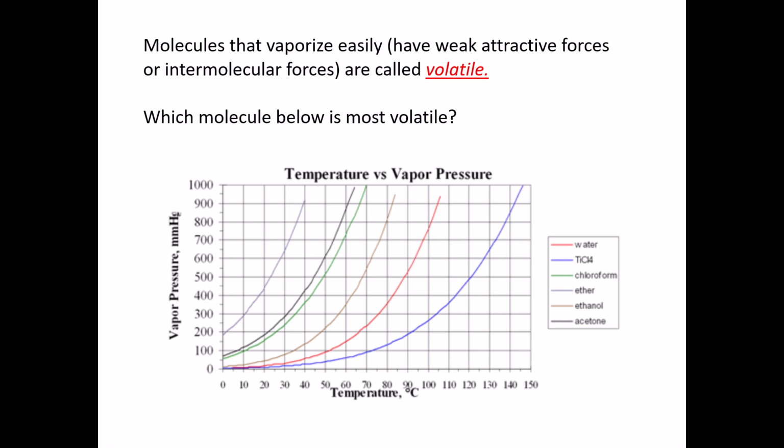So if we look at this graph, we're trying to determine which molecule is most volatile. So we're looking at vapor pressure on the y, and temperature again on the x. We know that a volatile substance is going to vaporize easily, so it's going to have a higher vapor pressure. If we pick any temperature, let's pick 40 degrees, and we move up, we can see that this substance to the far left is going to have the greatest vapor pressure at 40 degrees Celsius. This indicates that it's the most volatile. The others have much less vapor pressure because they have stronger forces.